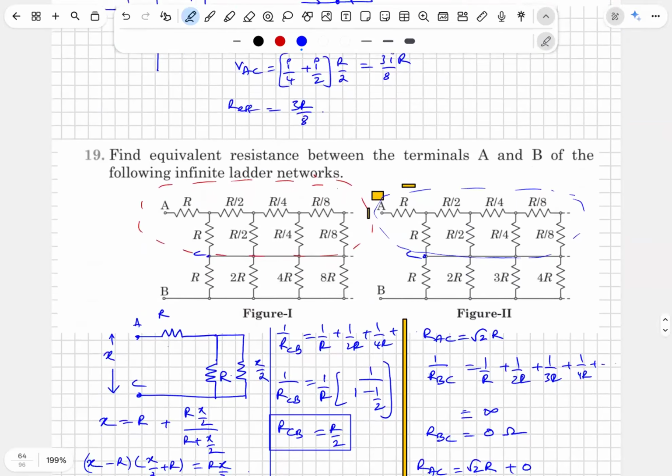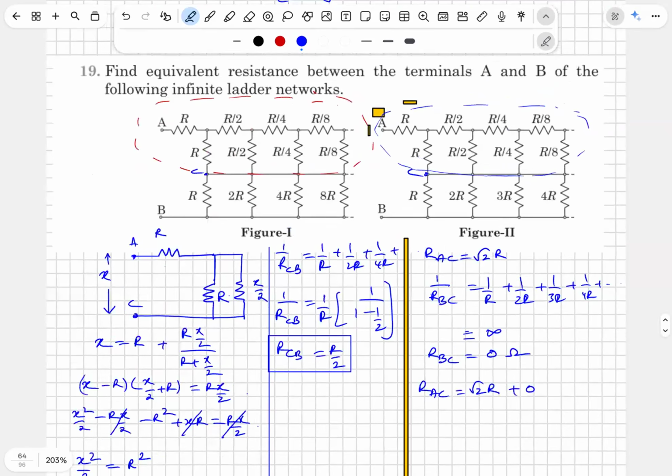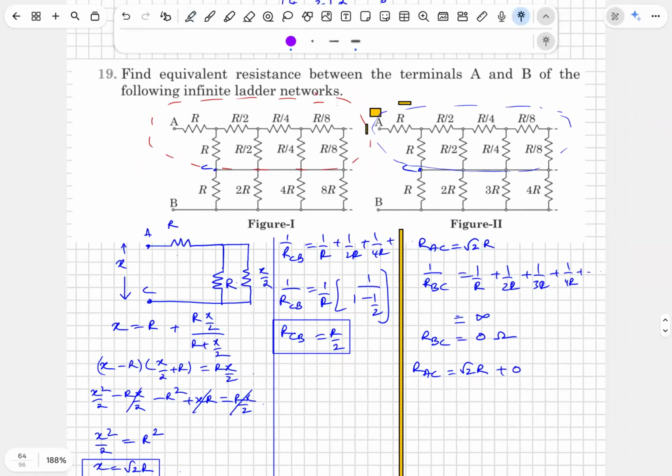Now let us take 19th question alone. Find the equivalent resistance between the terminals A and B of the following infinite ladder network. We are given two things. But anyway, what is wrong in that?